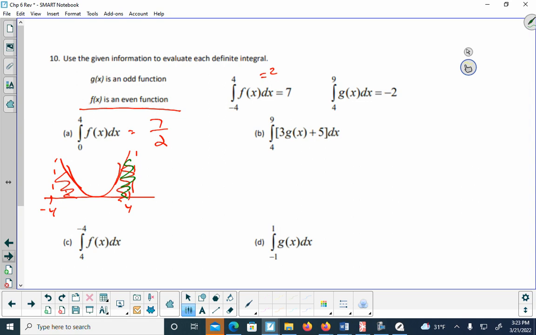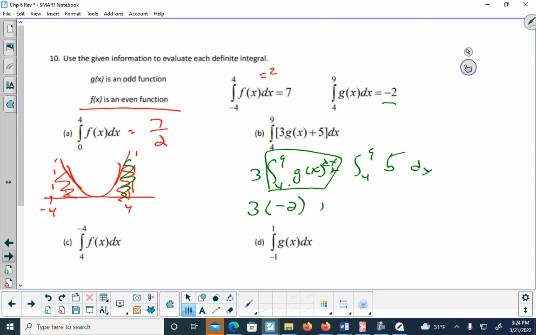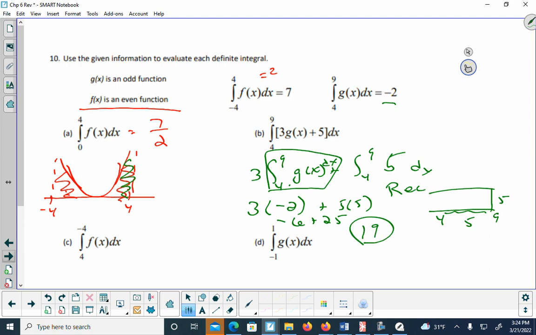All right, doing B, 3 times g of x, so the interval 4 to 9 matches. I'm going to separate this as 3 times the integral from 4 to 9 of g of x plus the integral from 4 to 9 of 5. So this is 3 times the integral from 4 to 9 of g of x, which is negative 2. And then this, remember, makes a rectangle. I'm going from 4 to 9, so my base is 5. My height is 5. So 5 times 5. So I'm going to end up with negative 6 plus 25, and my final answer is going to be 19.